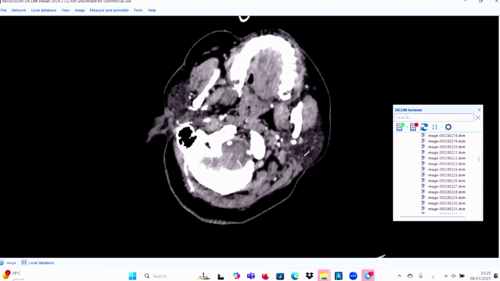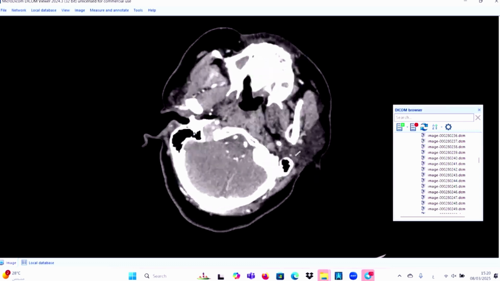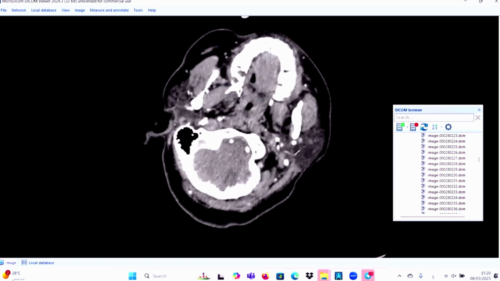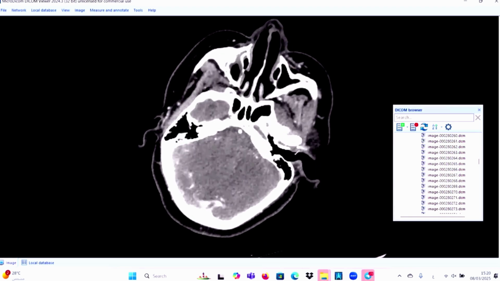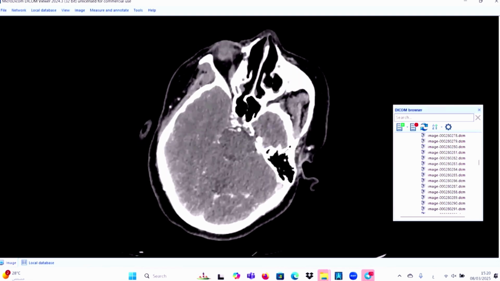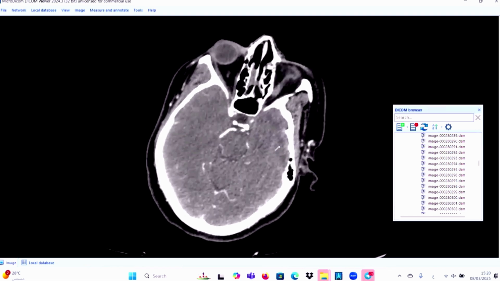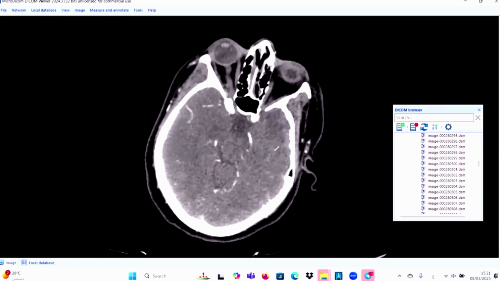We don't have any patent segment of the internal carotid artery, and as you know, we have four main segments of the internal carotid artery. First is the cervical portion, this is the cervical portion. We have also the petrous portion of the internal carotid artery, and this one is totally occluded. It's not enhancing. So we have two segments now, cervical and petrous. And we have also the cavernous portion, in its normal location, and it's still occluded. And we have also the supraclinoid portion of the internal carotid artery, and it's still occluded.